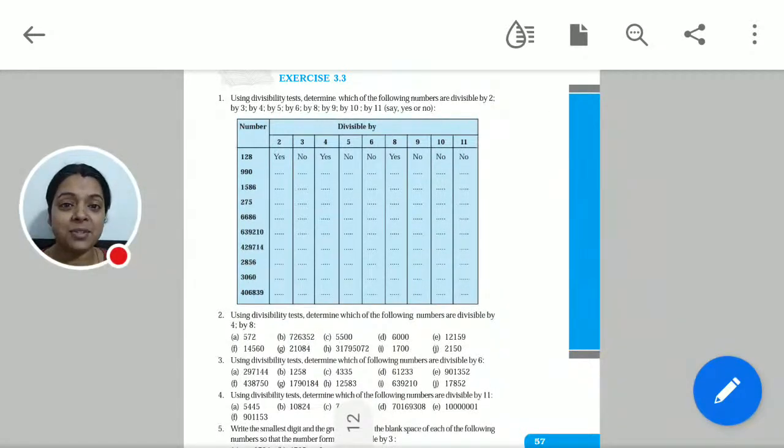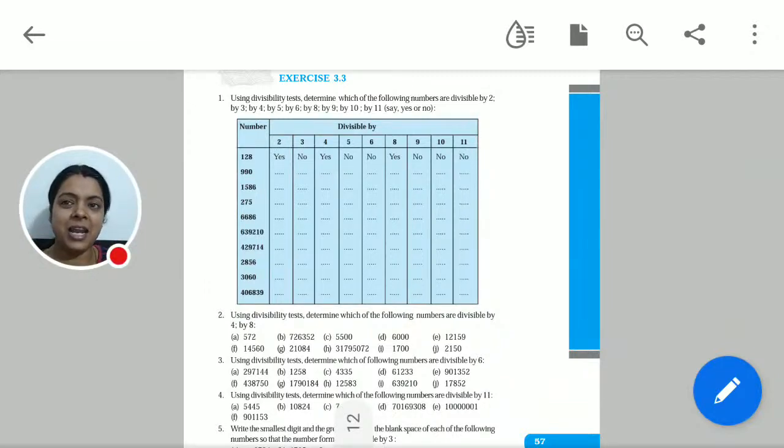Now, 6. How to find out? Already it is divisible by 2 and also divisible by 3, as you found in this chart. So undoubtedly you will directly mention yes, because 2 shows yes and 3 also shows yes. Finally, 8. Now for 8, the last 3 digits. In this one, you have to divide first.